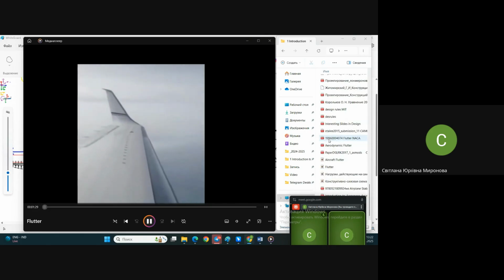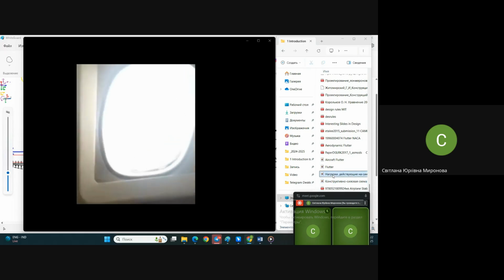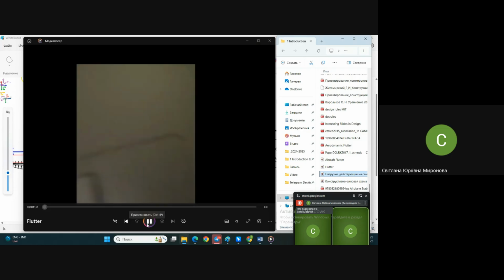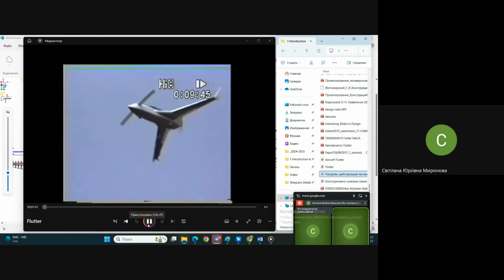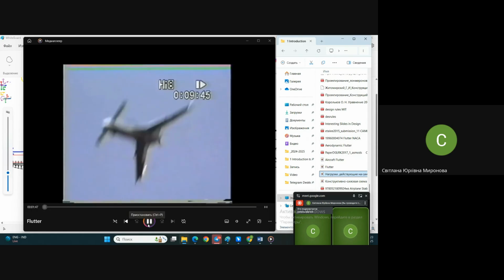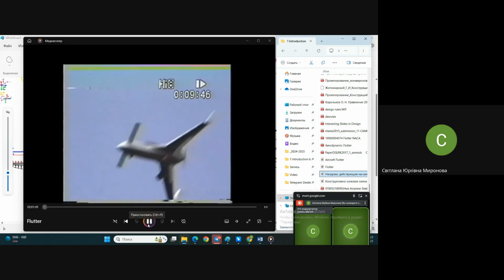Flutter yet. It will be a wind tunnel test, and it will be visible what people studied, and how people studied how to stiffen the structure.